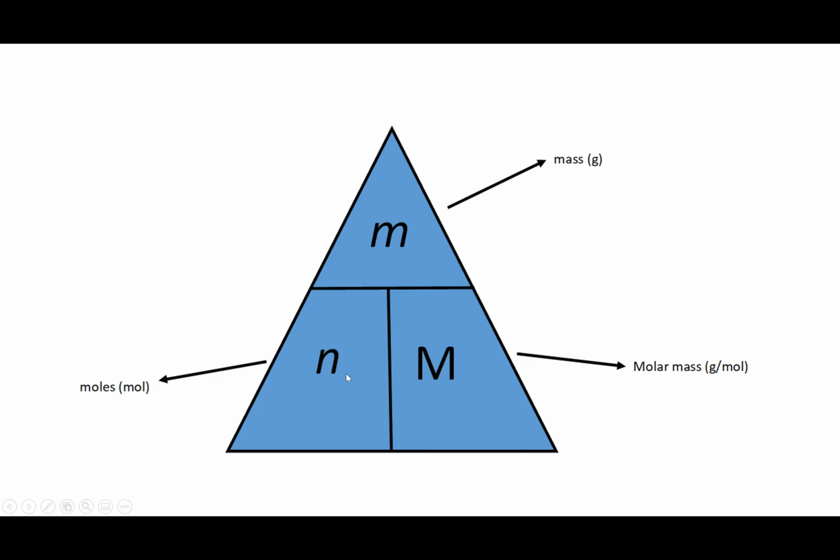Okay, so we've got our triangle here. If I want moles, I cover that up and find mass over molar mass. If I want to find mass, I cover that up and see that the formula is moles times molar mass. And finally, if I want molar mass, it's going to be mass divided by moles.